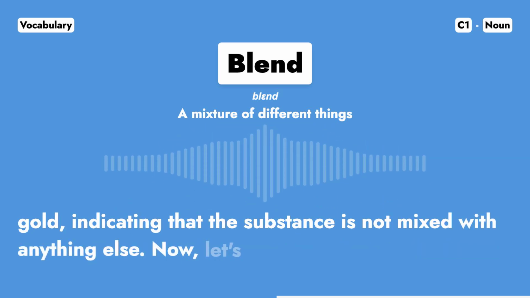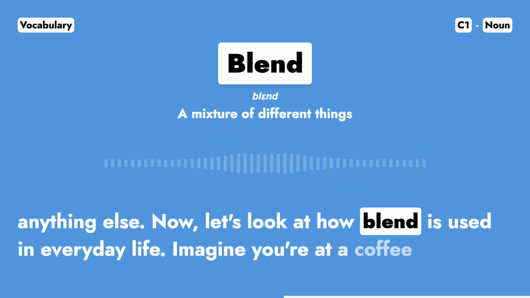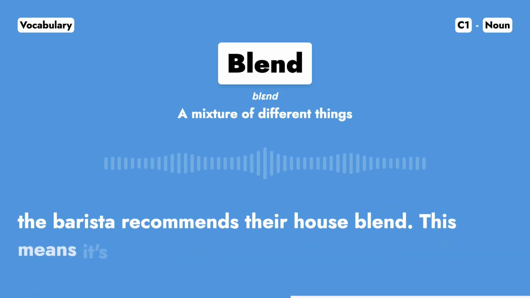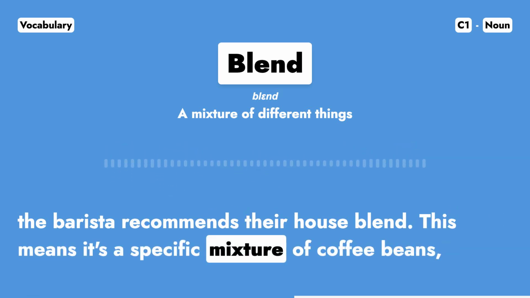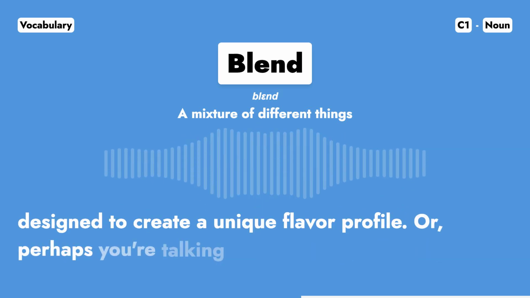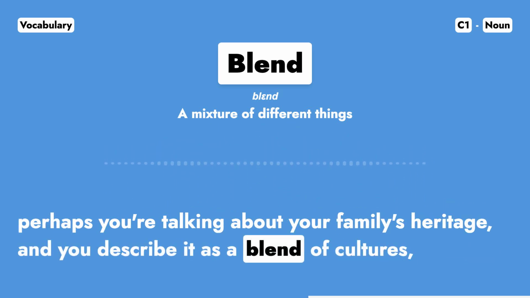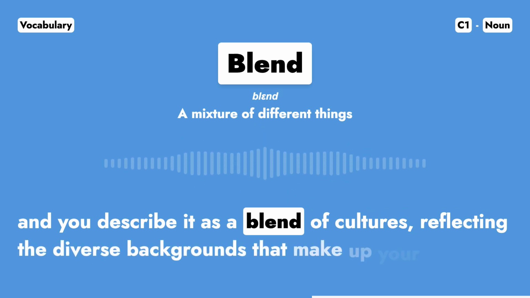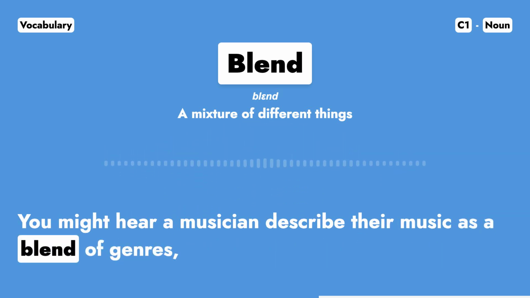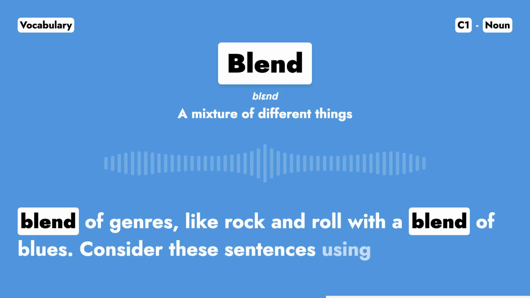Now, let's look at how blend is used in everyday life. Imagine you're at a coffee shop and the barista recommends their house blend. This means it's a specific mixture of coffee beans, designed to create a unique flavor profile. Or perhaps you're talking about your family's heritage and you describe it as a blend of cultures, reflecting the diverse backgrounds that make up your family. You might hear a musician describe their music as a blend of genres, like rock and roll with a blend of blues.